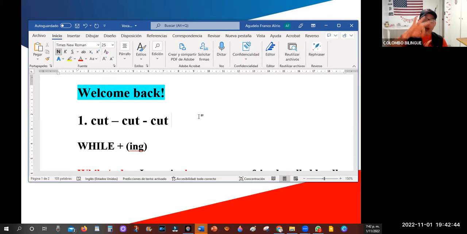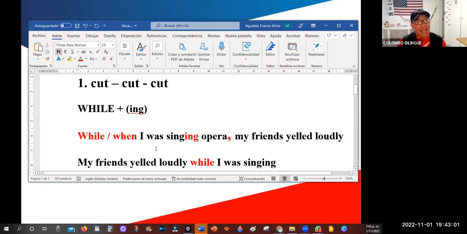Second option, number 3: I have cut my fingers many times when cooking. Okay, so that depends on what you mean. You're gonna use a different one. Okay, so let's say cut, cut, cut. Okay, please don't forget it. This is very important.